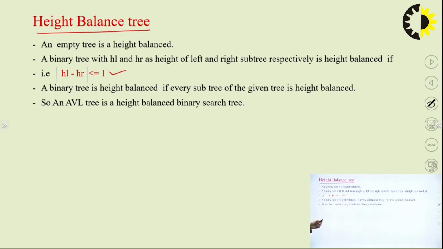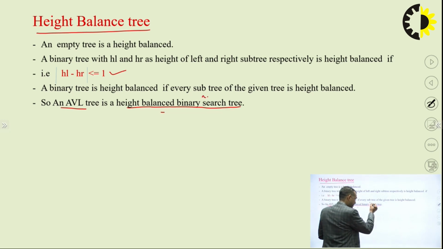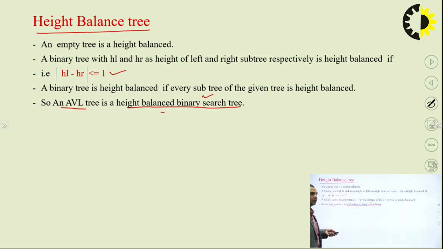And AVL tree is a height balanced binary search tree. We can say this about the AVL tree, that it is a height balanced binary search tree. Why binary? Because it will satisfy the property of the binary search tree, and along with that, when we insert a node, it will check the height.